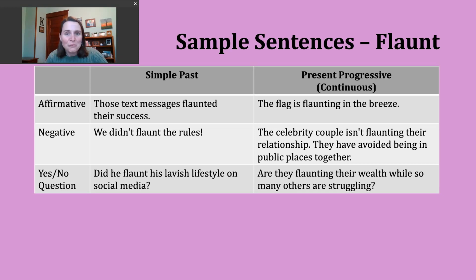So we'll move on now and talk about making some yes or no questions in the present progressive. To do this, you start with the form of be, whatever form matches your subject. That subject comes next. Then we're going to use the ing form of the verb. You can see this in the last example. Are they flaunting their wealth while so many others are struggling? Okay. That can be a really difficult thing to do sometimes, or to see.